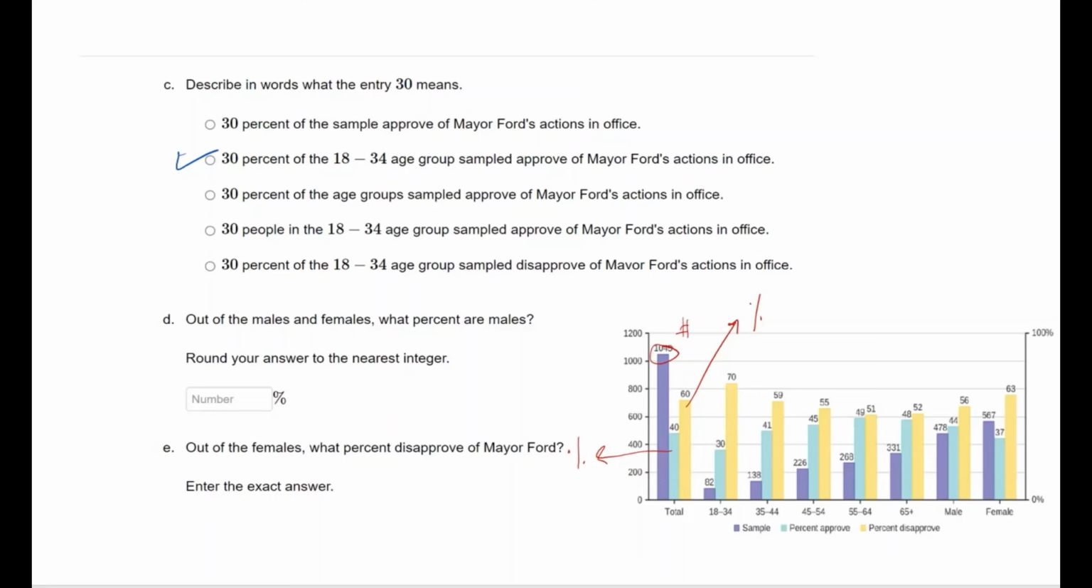In part D, out of the males and females, what percent are males? If you look at the second last set of bars, the number of males is 478 out of 1045. So if you divide 478 by 1045 and multiply by 100, it turns out to be 46%. And in part E, out of the females, what percent disapprove of Mayor Ford's actions? You see that in the last set of bars, which represents females, the percentage that disapproves is the yellow one, which is 63%.